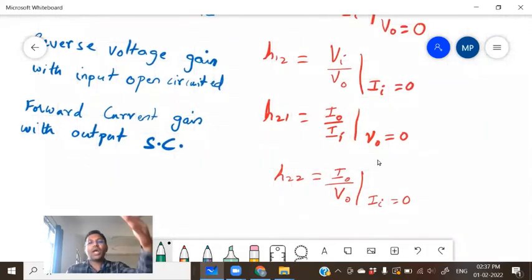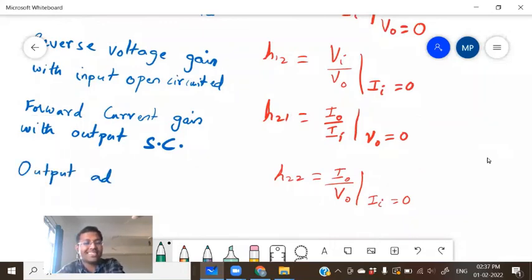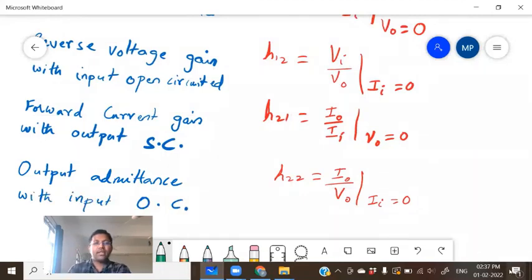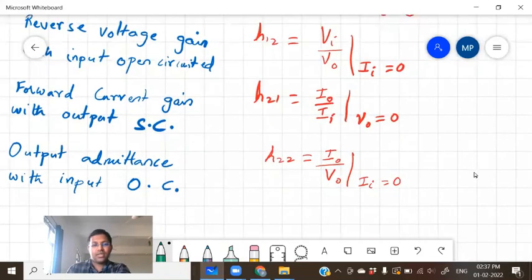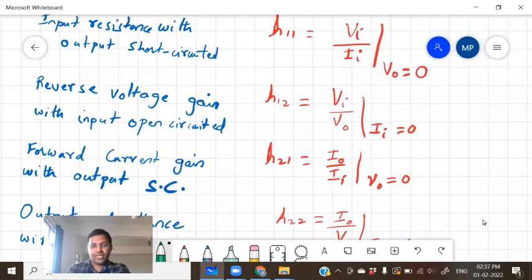Next, H22 is I naught by V naught. Voltage by current is resistance. Current by voltage, what is that? Anybody? Current by voltage is admittance. So it is output admittance with II 0. II 0 means input open circuited. Right, so these are the names of the 4 H parameters.